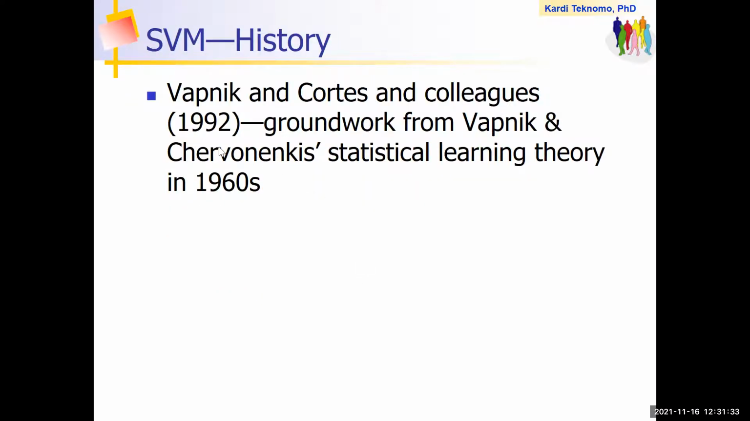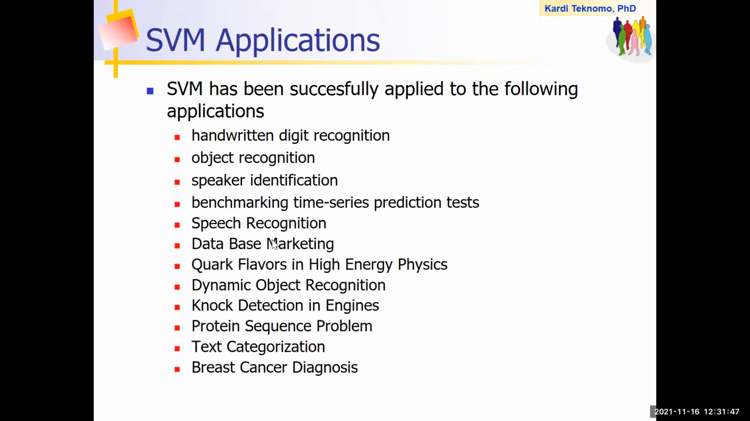Historically, this is groundwork by Vapnik and Cortes, and of course Chervonenkis's statistical learning theory in the 1960s. It has been successfully applied to many applications. These are examples of applications for SVM, including physics, detection in engines, text categorization, breast cancer, speech recognition, including time series for the stock market. This is really a very good algorithm.